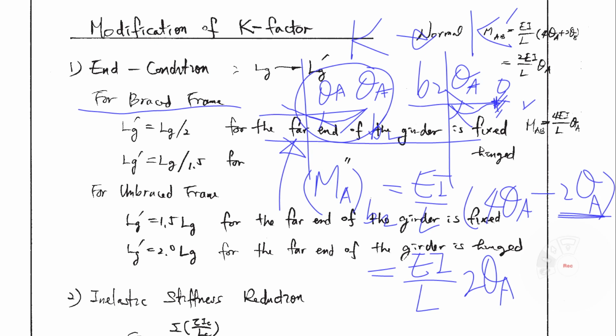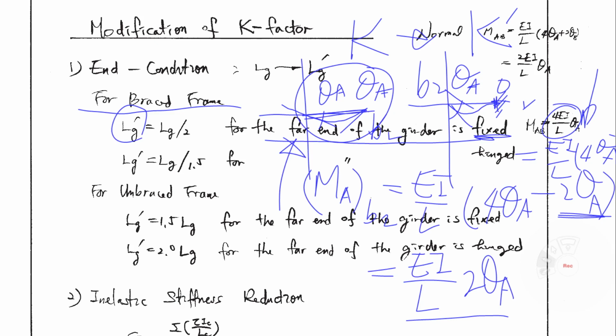The remaining one is what? EI over L 4 theta A. So the original one is 2 theta A. If the far end of the beam is fixed, that is this one. Okay? EI over L 4 theta A. So the exact one is this one for the fixed end case. That means it becomes 2 times bigger. So how to represent 2 times bigger? We consider LG prime. G means girder, yeah, beam, this beam. Another term is girder, okay.